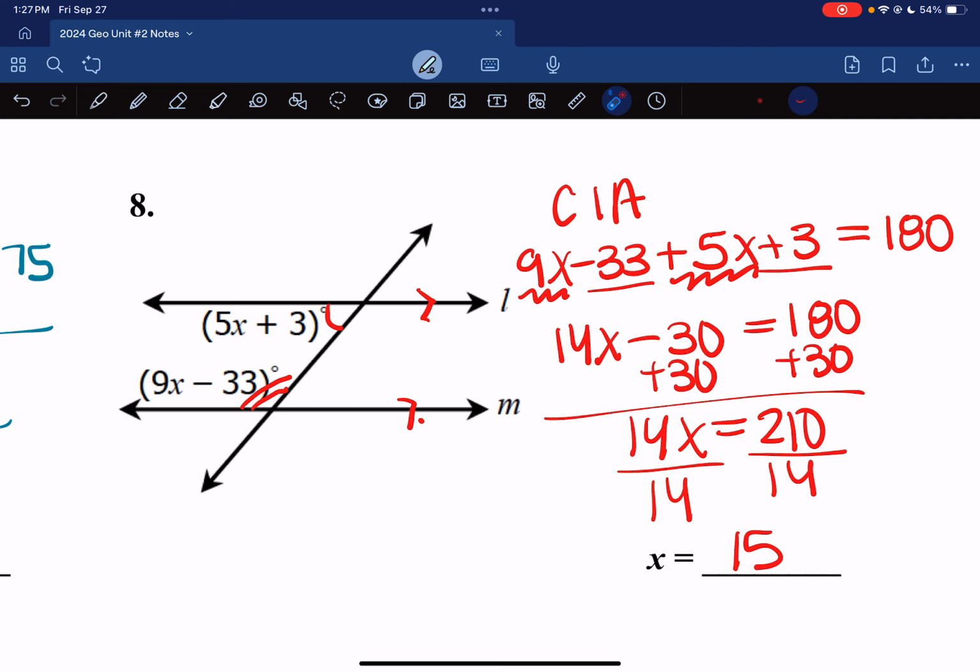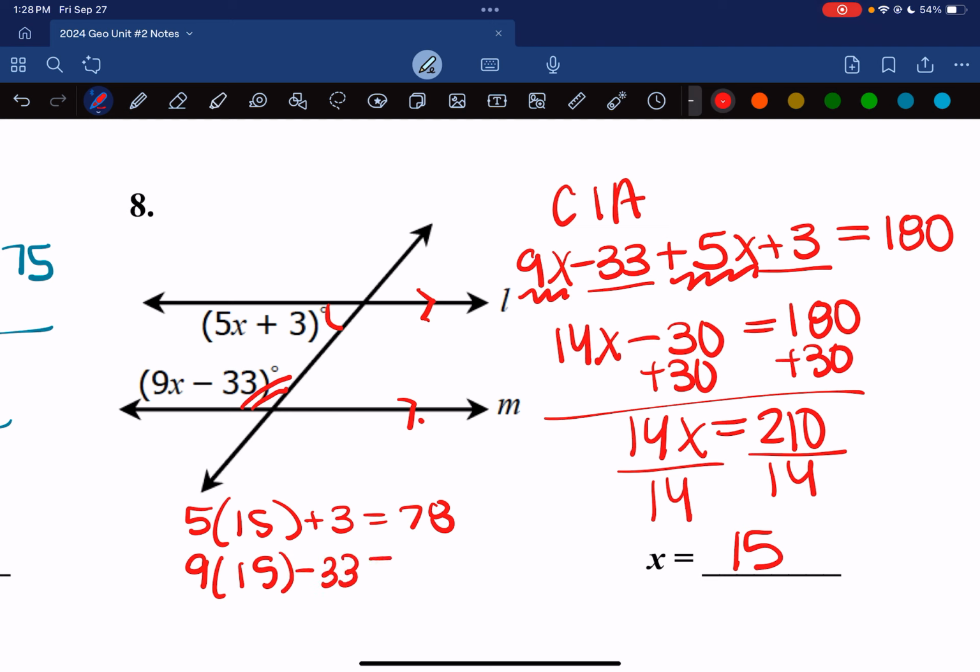On this one, when you double check, you're going to end up getting 2 angles that add to 180. So you won't have the same answer, but your 2 measures will add to 180. So we can even plug in and see. If we did 5 times 15 plus 3, that gives me 78. And then 9 times 15 minus 33, that's 102. Together, 78 plus 102 is 180. So you know it checks.